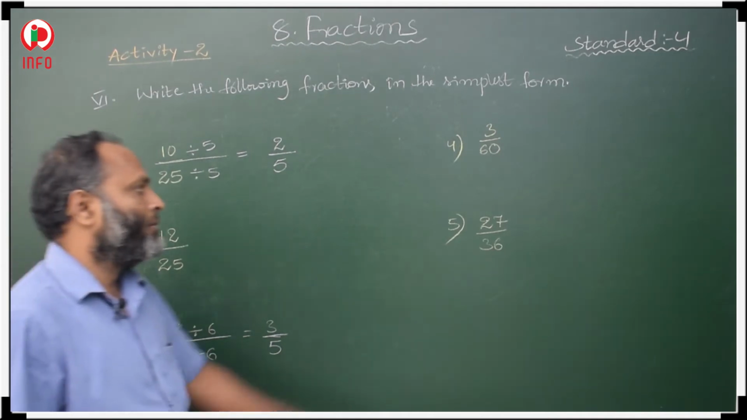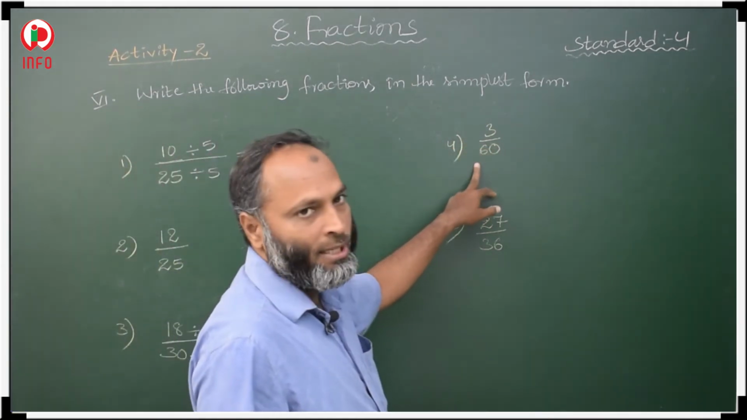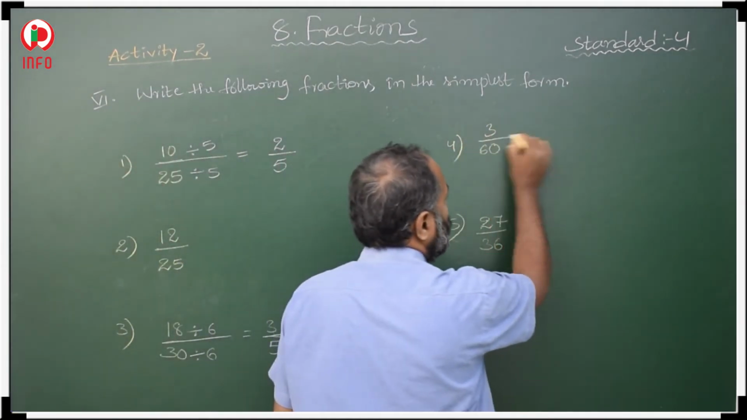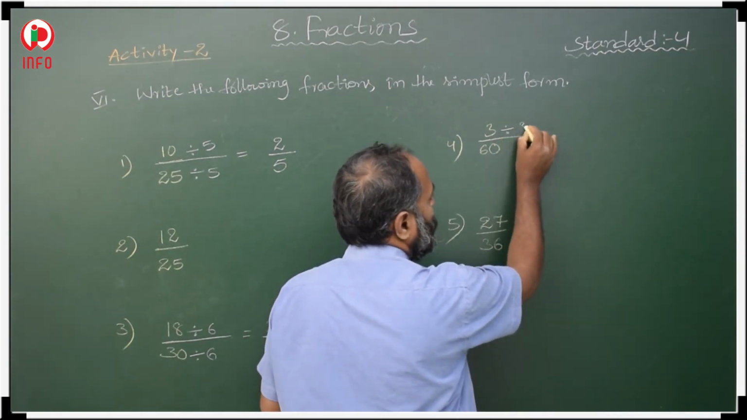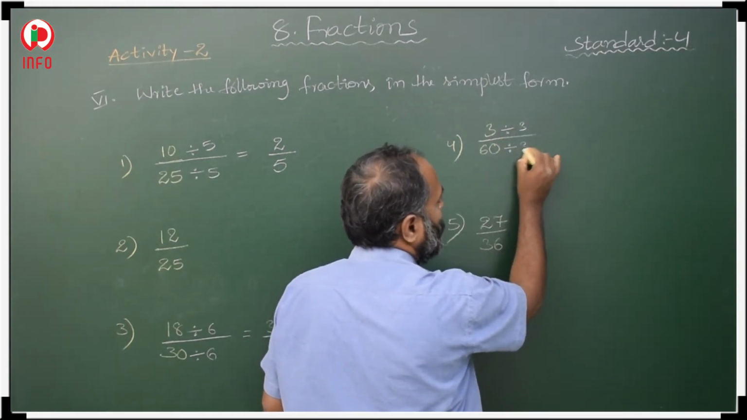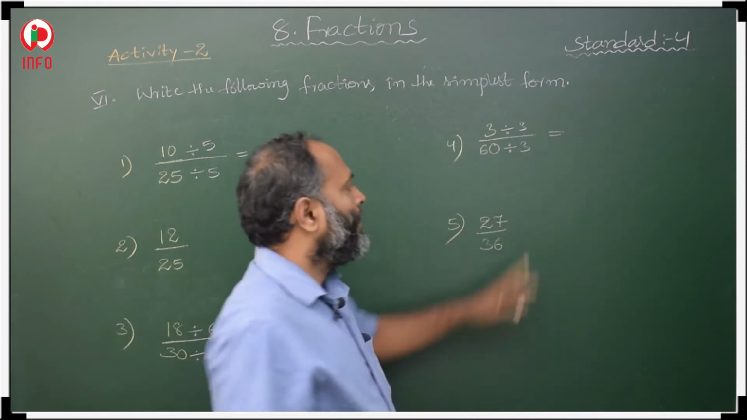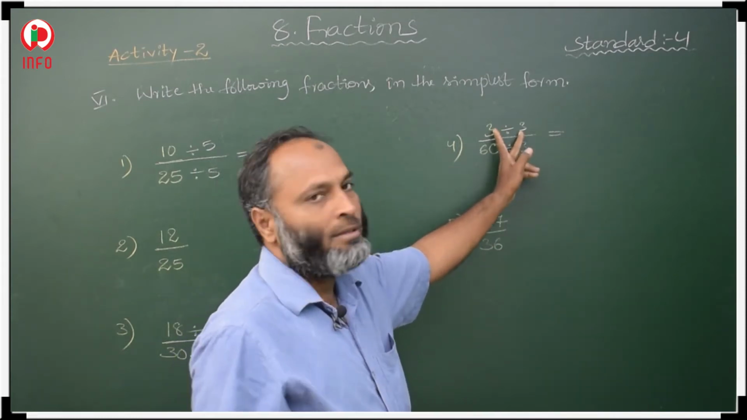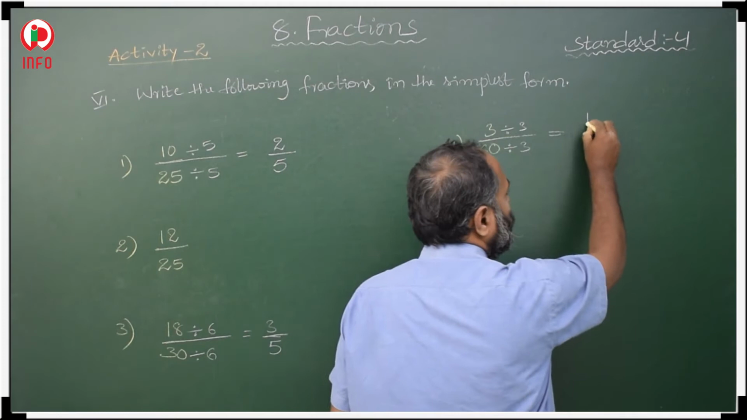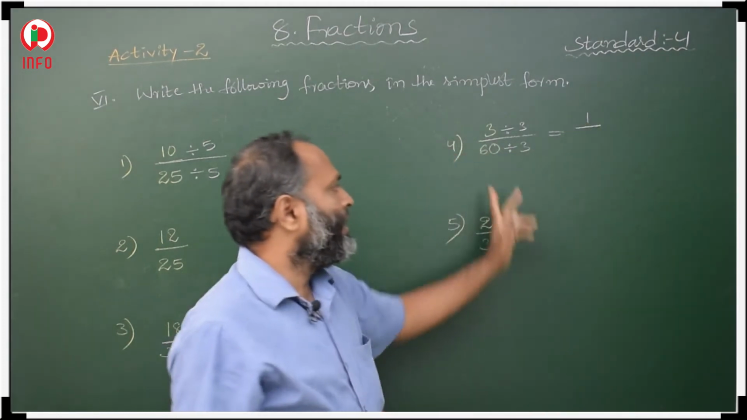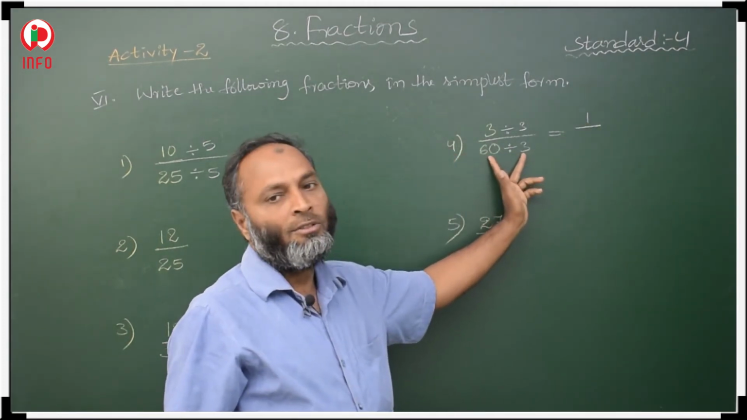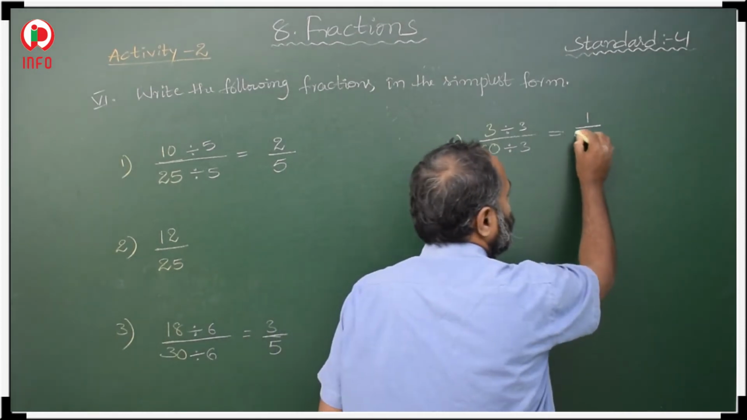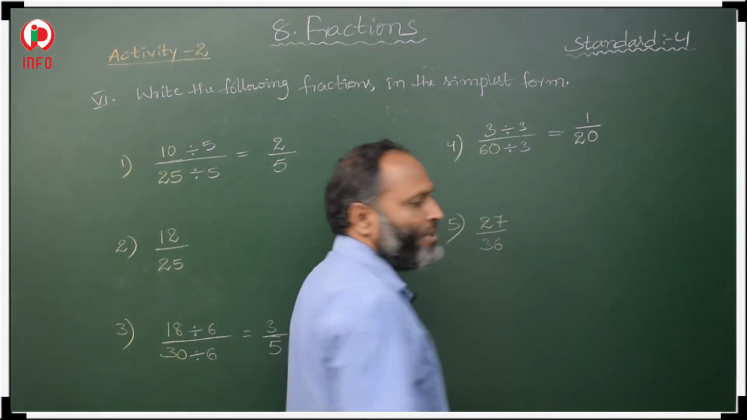Now 3 by 60. These two numbers are divisible by 3. Numerator is divided by 3 and denominator is divided by 3. In the 3 table, when you get 3, 3 ones are 3. In the 3 table, when you get 60, 3 twenties are 60. The simplest form is 1 by 20.